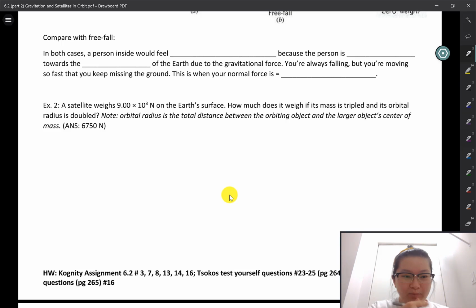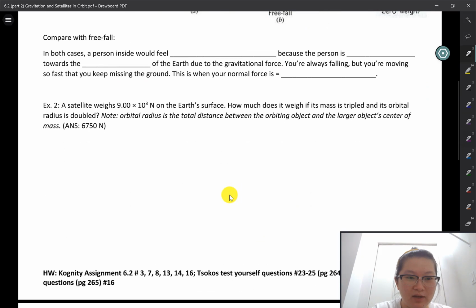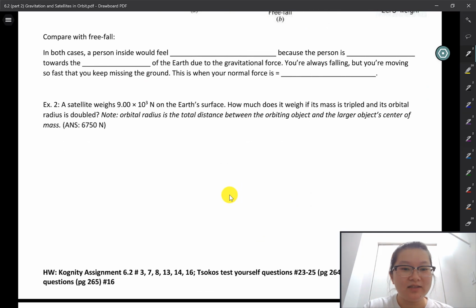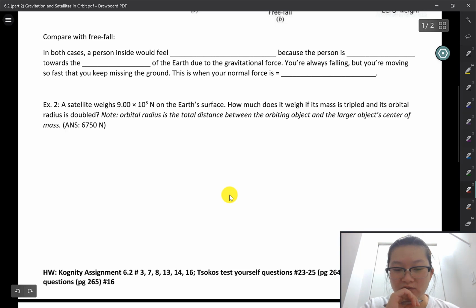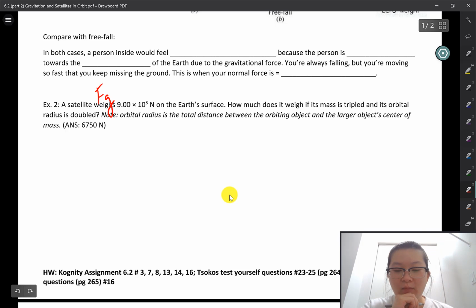Okay, example 2. Let's start off here with a satellite. I might have to change some wording here because it's a little funny. A satellite weighs 9 times 10 to the power of 3 newtons on the Earth's surface. So I'm assuming that's the Fg value. How much does it weigh if its mass is tripled and its orbital radius is doubled?